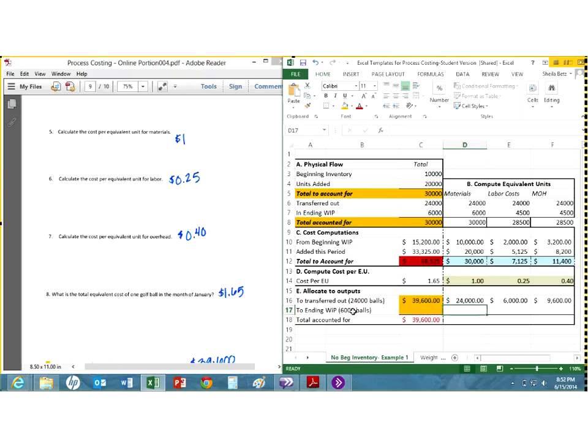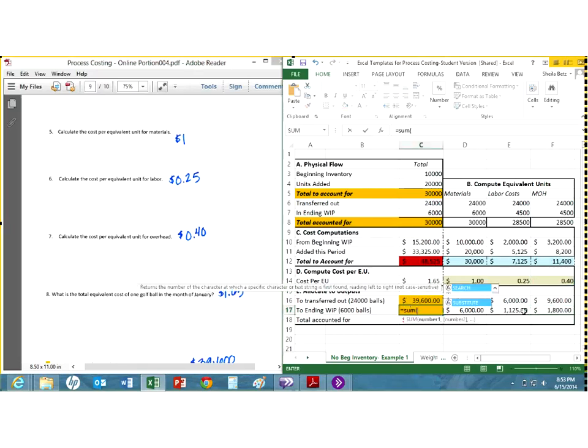Now, how much money do I have in those 6,000 golf balls that we haven't completed yet? Well, we have $1 material cost for every golf ball. We worked on 6,000 in regards to materials, so that's $6,000. We had 25 cents of labor cost for every golf ball. We worked on 4,500 in regards to labor, so that's $1,125. And then we had 40 cents of overhead cost for every golf ball. We worked on 4,500, so that gives me $1,800.